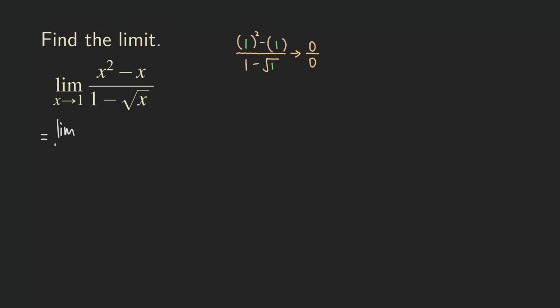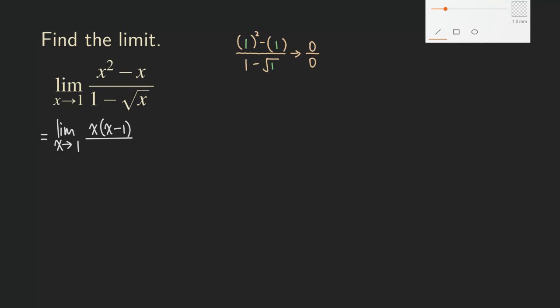What we can do at the beginning is, for the numerator, we can factor out the greatest common factor, which is an x. If we factor that, we get x times x minus 1. In the denominator, if we are trying to factor it over the set of real numbers, we can, but we are not going to do that here. Okay, what can we do here? We can do something like this.